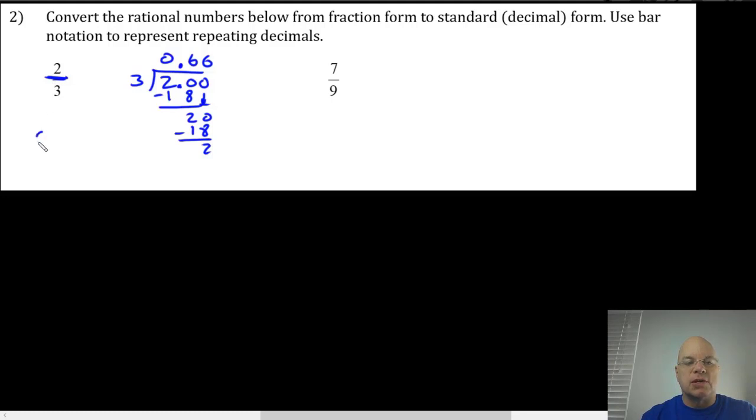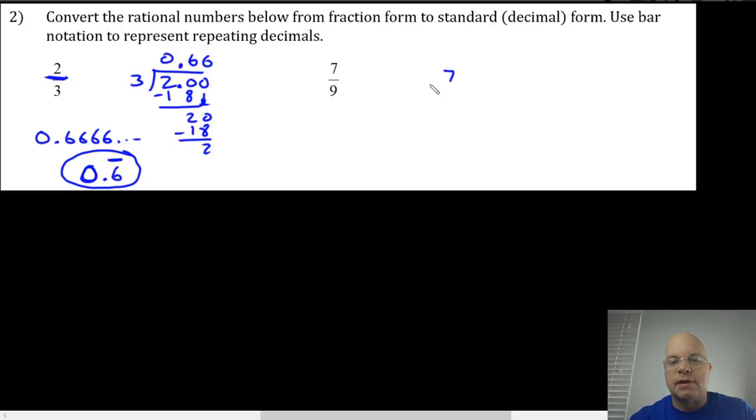So 2/3 written as a decimal is 0.6666. The 6 goes on forever. But we can represent that with bar notation as 0.6 repeating. You just put a bar over the 6, and that tells somebody looking at your number that the 6 goes on forever. That pattern repeats.